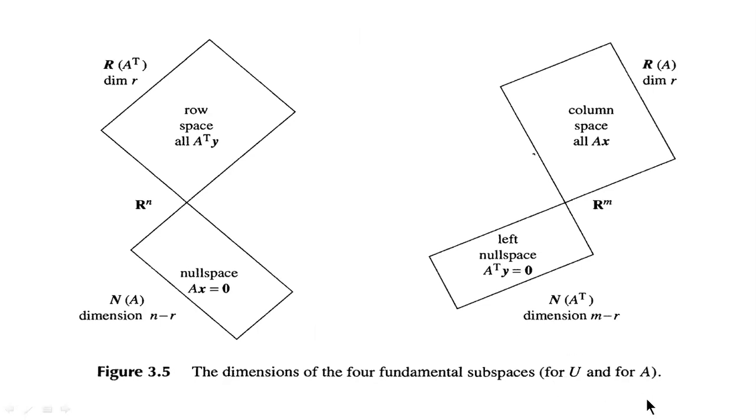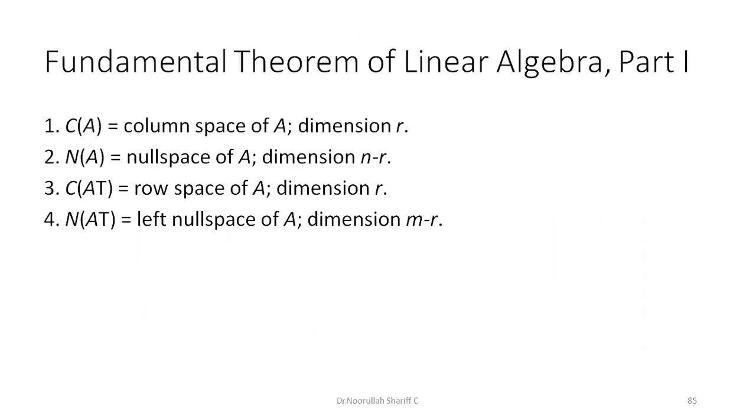Sometimes you might use U also, but here in particular we talk about the four fundamental subspaces of A. So again, we are writing it in a slightly different way. C(A) is the column space of A with dimension r. N(A) is the null space of A with dimension n minus r. C(A transpose), this is A transpose, is the row space of A, with dimension r. The null space of A transpose is the left null space of A, with dimension m minus r.